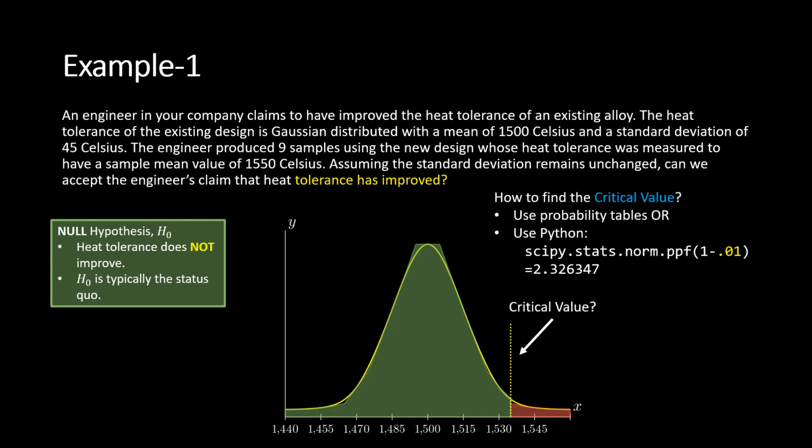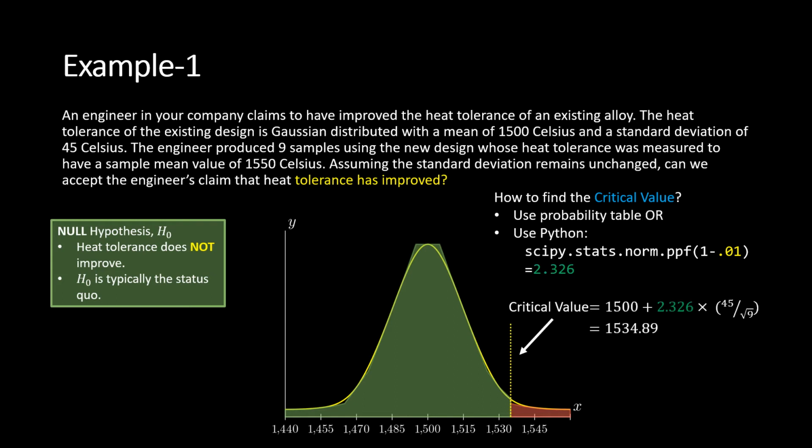We now have the critical value and it's approximately 2.33. In fact, this is what I would call the normalized critical value, and it tells us that the actual critical value is 2.33 standard deviations above the mean value. We can convert this into the critical value corresponding to the actual units of the data, and that turns out to be around 1535, as you will see on the next slide.